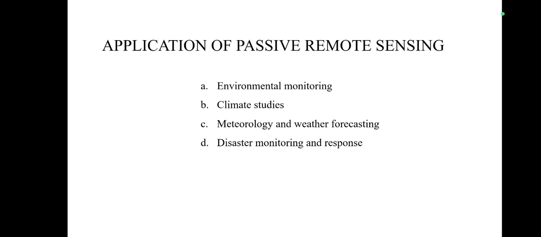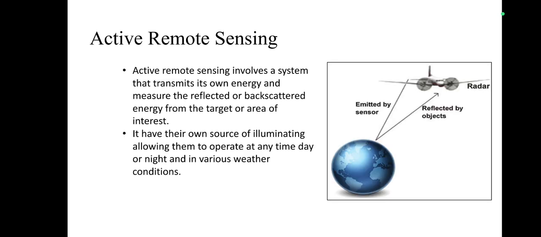And the last is disaster monitoring and response. Even when there is a disaster, we can monitor by using passive remote sensing, and we are able to respond to those disasters. So that is passive remote sensing. Next is active remote sensing.